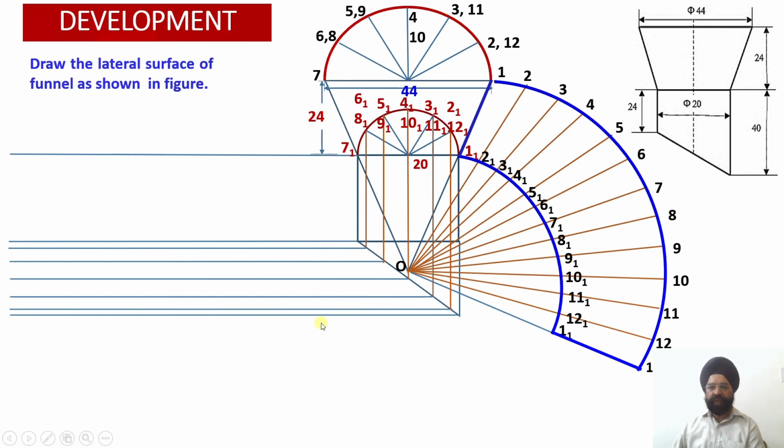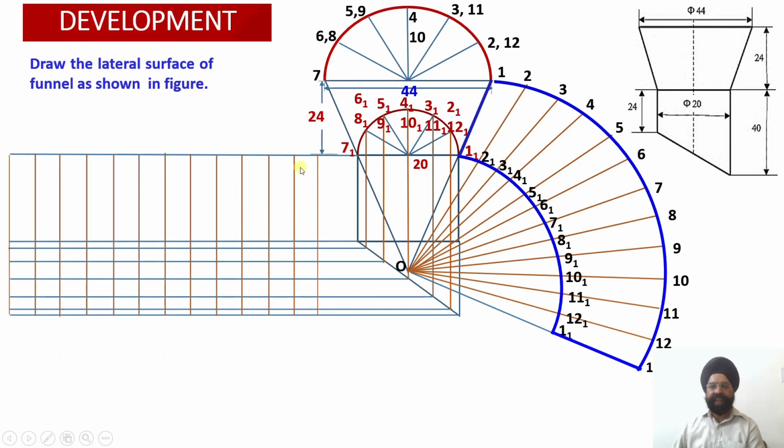Now let us draw the vertical generators. All the lateral generators will be located in between, so let us draw the lateral generators. These are all the lateral generators. Please see, 12 sectors you have to obtain. So you start from point 1-1. You see, I am going to mark the points.